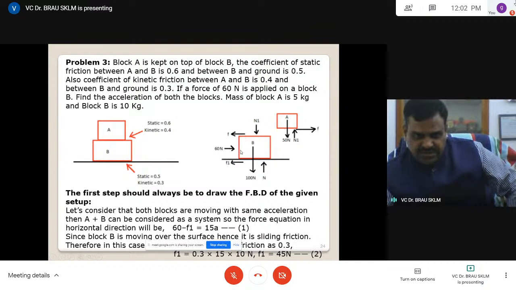That is mass into acceleration is equal to sum of the forces in that direction. What is the sum of the forces? 60 minus F1. 60 as far as block B is concerned. As far as block A is concerned, moving in this direction, mass into acceleration, 50 into A. Like that we can say 50 into A is equal to F.